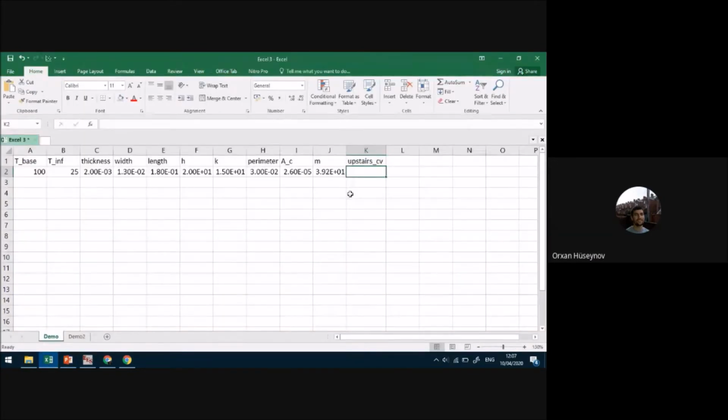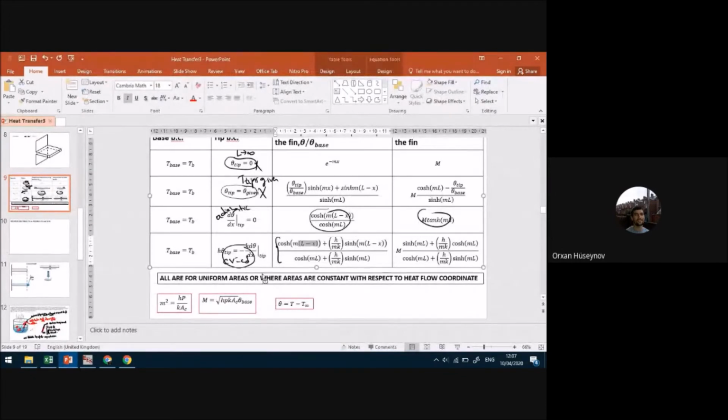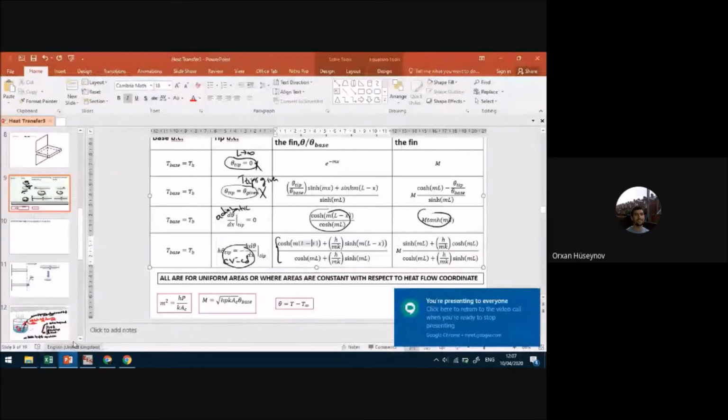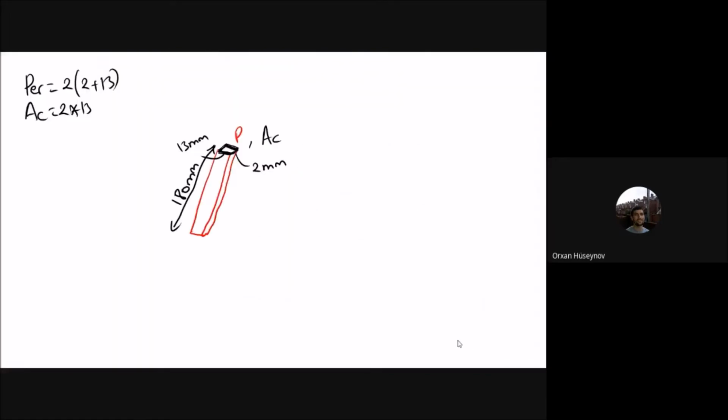The upstairs of the formula is cosh M(L minus X). So you see there is a variable X. Variable X here means that, if you go back to this picture, this is the base, T base. I can find the temperature here, and here. At any point, I can find the temperature. So the X direction is this one.